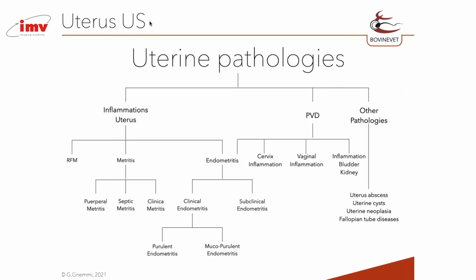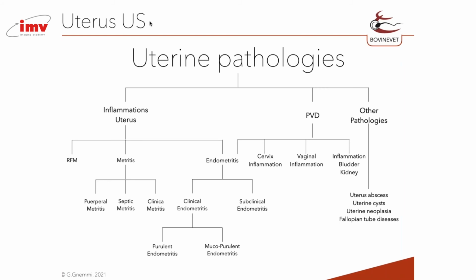Well, clinical endometritis may be divided into purulent and mucopurulent endometritis. The difference is that purulent endometritis is typical of day 21, 26, 27, where we have more than 50% neutrophils, while mucopurulent endometritis is after 26, 28 days, and we have less than 50% neutrophils.